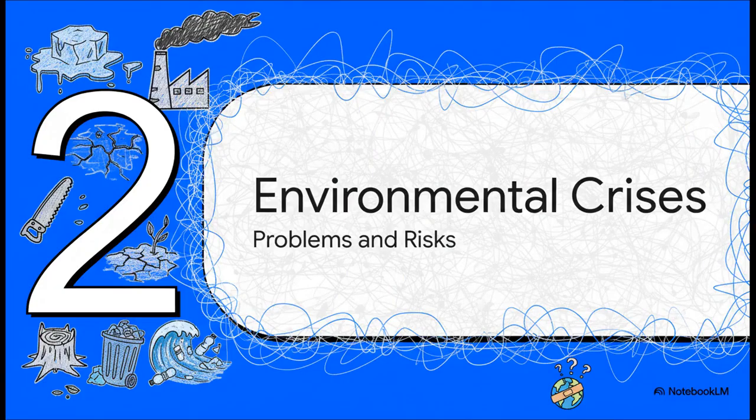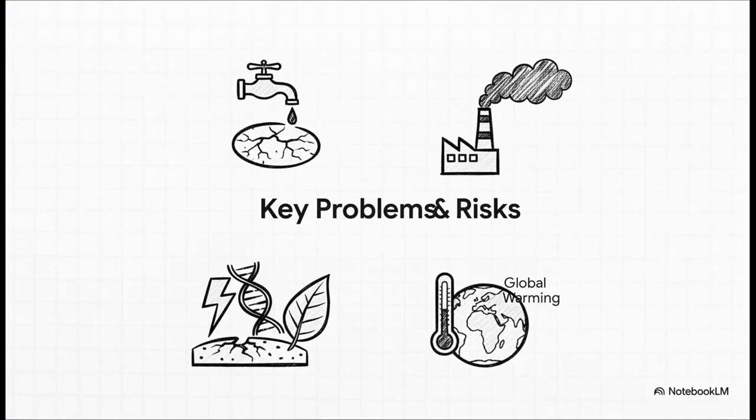So, if society is constantly changing nature, what are the consequences of that interaction, especially in the modern era? Well, that brings us to our next section, the major environmental crises of our time. This is where that relationship gets complicated and, frankly, pretty dangerous. We're going to break this down into a few specific problems and risks.